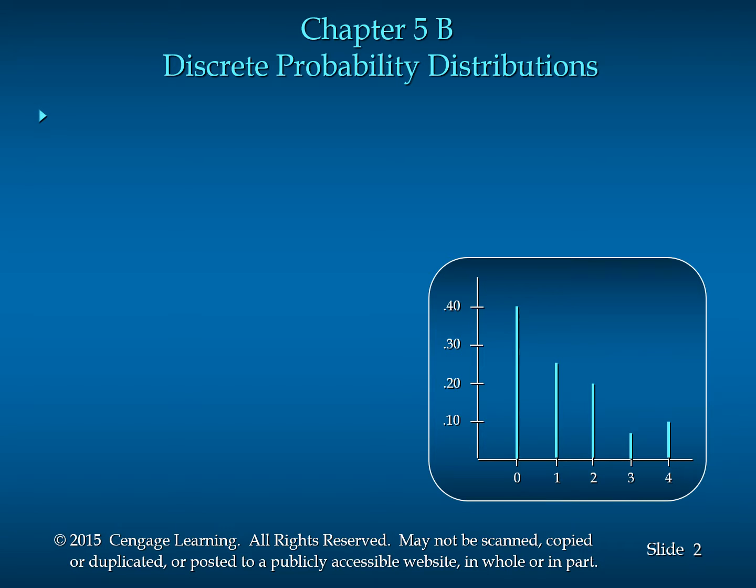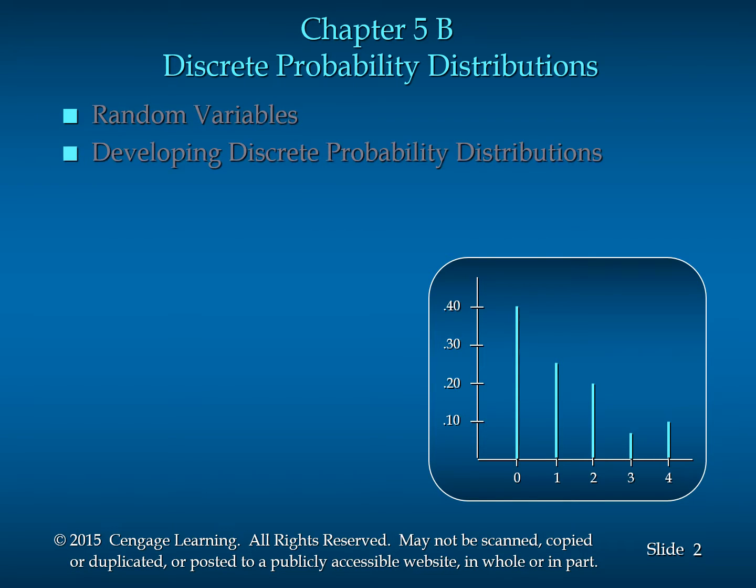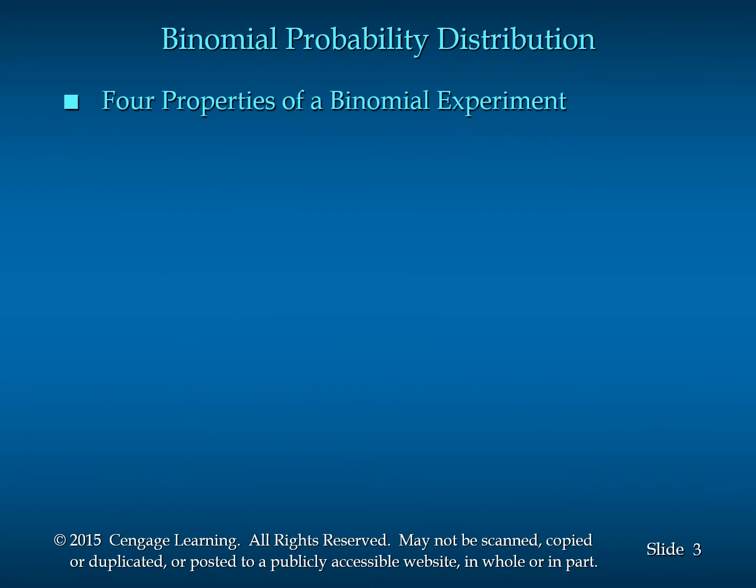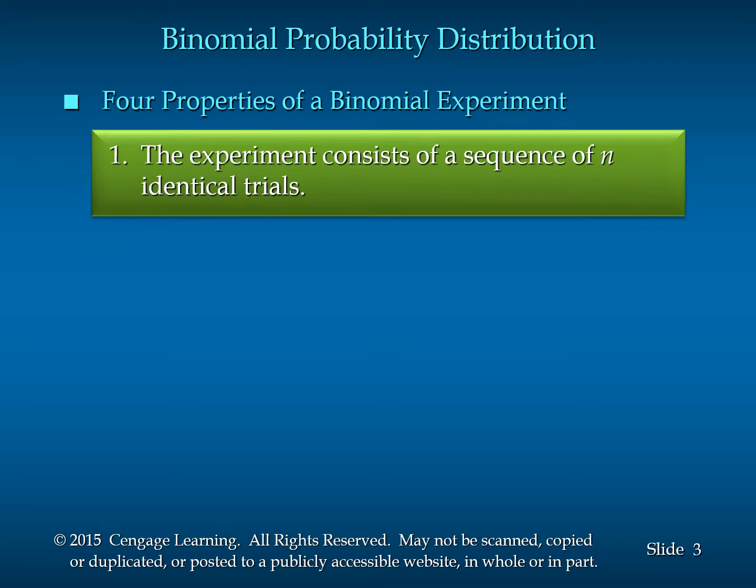After the uniform discrete probability distribution, the next specific and most useful is the binomial. The important properties of a binomial distribution.